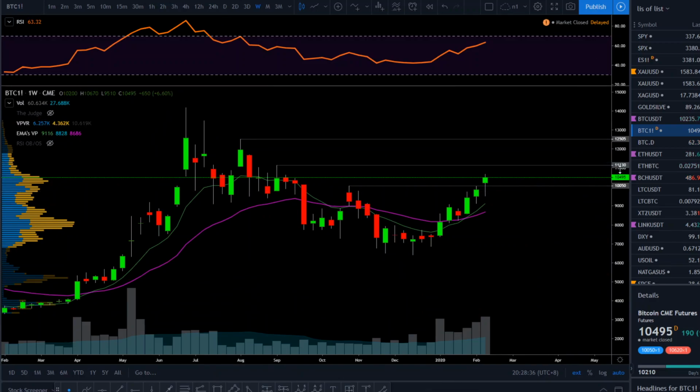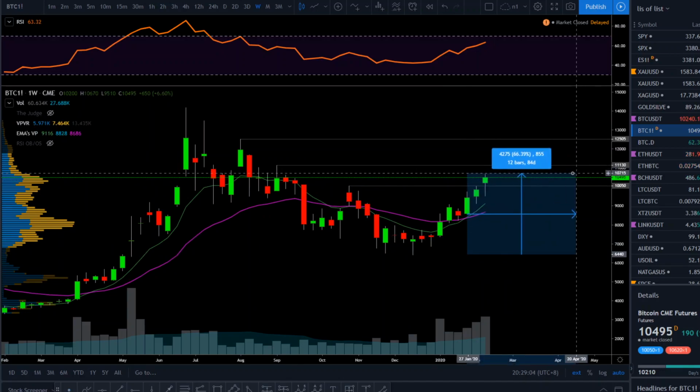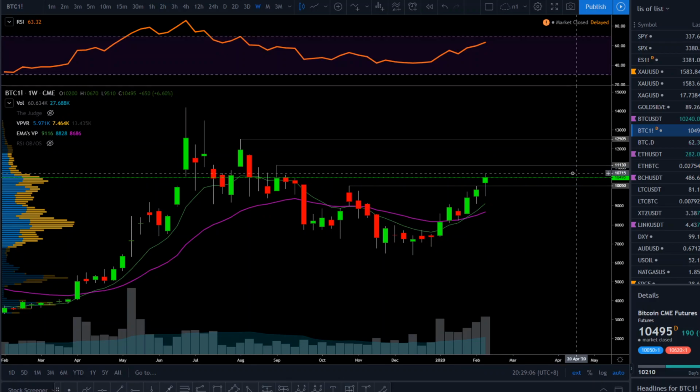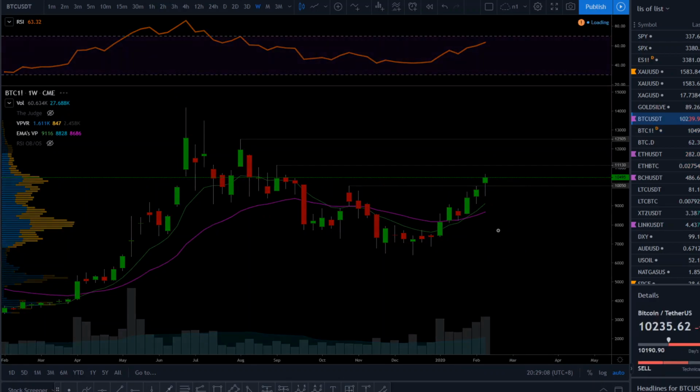So that's 11,300. So weekly has closed. Very interesting. Very constructive looking here on the weekly, right? So very nice. But we are getting extended here, right? We've basically gone up 66%. Let's just go back to the other ones.